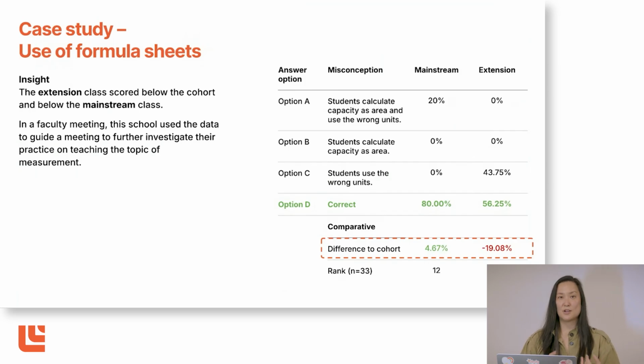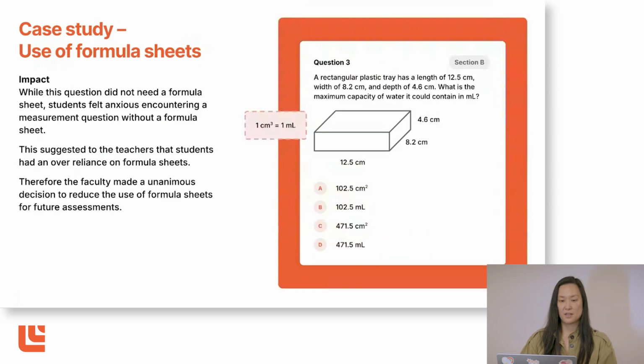Whereas in the mainstream class, not only had they just recently learned this topic, but because of the number of practice questions they had done, and they did not have this on a formula sheet, the students were more comfortable in understanding how to solve the question. So the impact was, even though this question, the way it was written, did not require a formula sheet, on the MESHA assessment there are no formula sheets. This suggested to the teachers that the students had an over-reliance on using formula sheets. So they've decided this year to remove formula sheets, especially on this topic, and they're going to reassess to see if there was any difference between using the formula sheets and not using them.